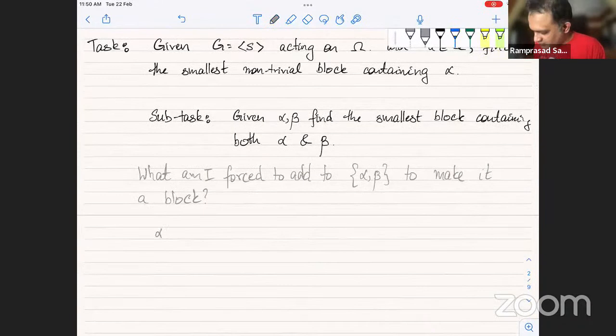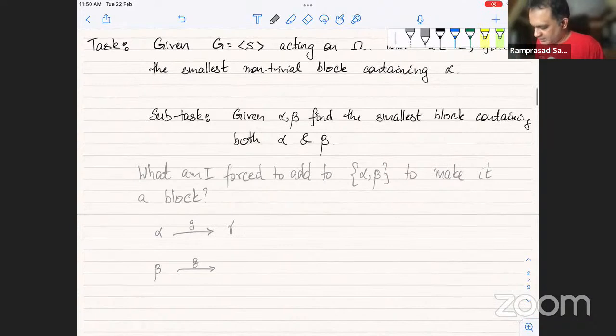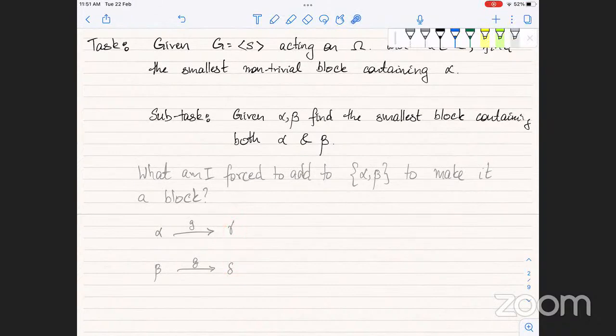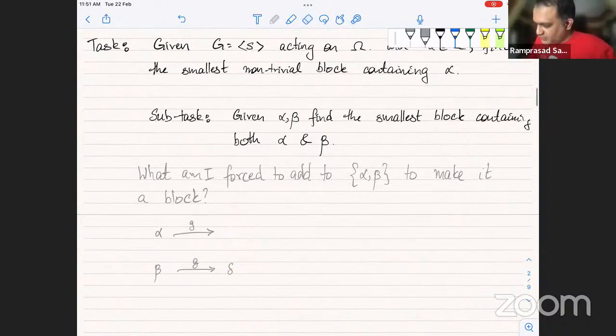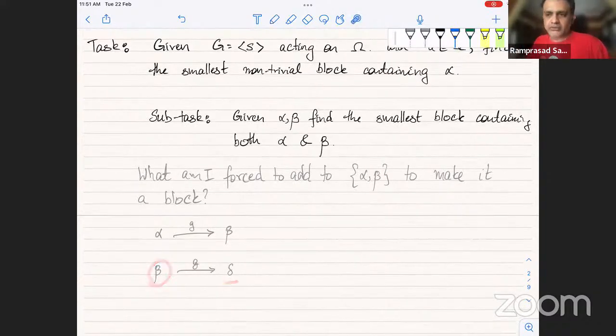So let me try and give one. Suppose this was alpha and this was beta. Now I apply some group element g to both of them, and I'm trying to figure out what happens. Maybe alpha goes to some sticker gamma and beta goes to some sticker delta. Can you give me a situation where you know for a fact that in that case I need to add one of them? When they are equal, for example, suppose gamma was equal to beta. It just so happened that I found a group element g such that when it got applied on alpha, I ended up going to beta, but when it was applied to beta, I ended up going to delta. Now, what can I say for sure at this point?